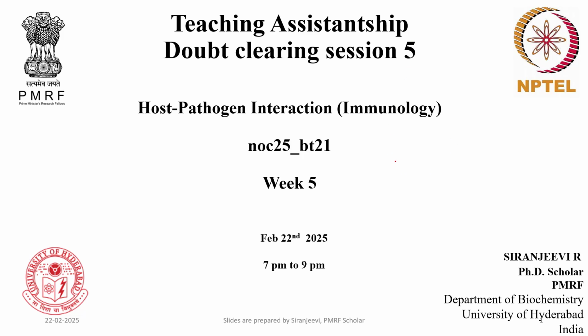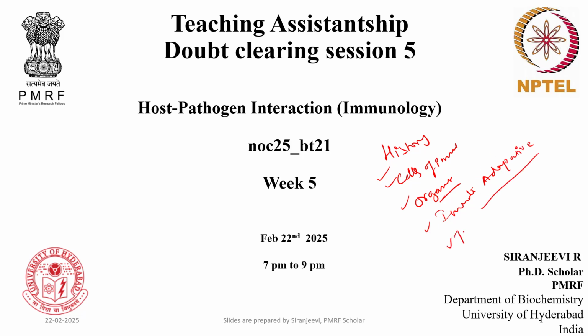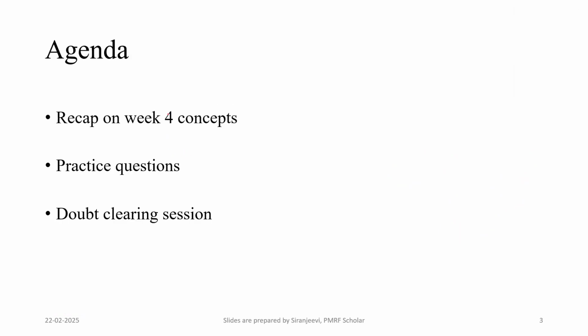So far, in the last 4 weeks, we have seen the history of immunology, the cells of immunology, and the organs of the immune system specifically, and how innate and then adaptive immunity develop in the body. We have also seen some techniques for how we can generate knockout mice or knock-in mice. So today we are going to do a recap of the week 5 concepts and some practice questions, and then a doubt clearing session will follow.